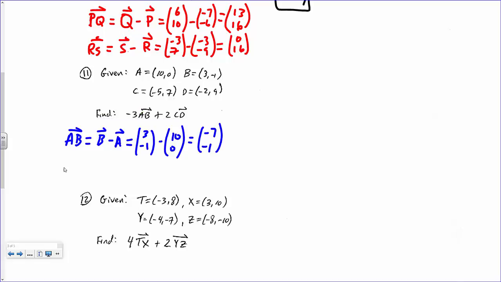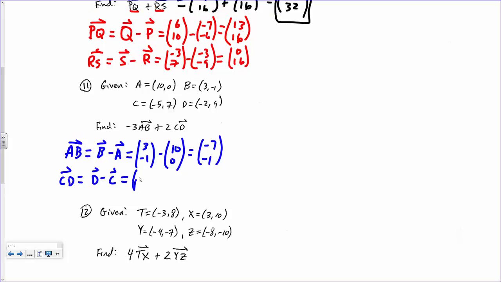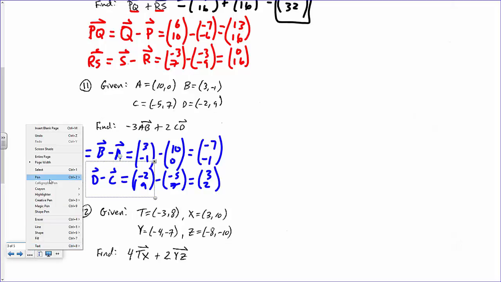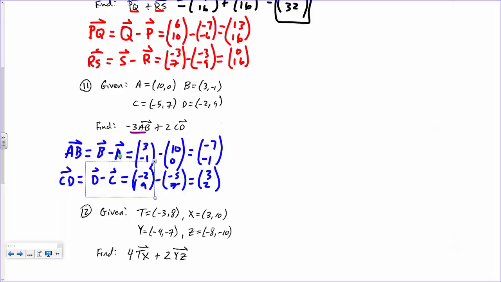So that's AB. CD will be given by the coordinate vector for D minus the coordinate vector for C. So D will be negative 2, 9, and we'll subtract C, which is negative 5, 7. And I'll get negative 2 minus negative 5, which is negative 2 plus 5, which is 3, and then 9 minus 7, which will be 2. So lo and behold, now I can solve the question. I got negative 3 times AB, so that's basically saying negative 3 times negative 7, negative 1.